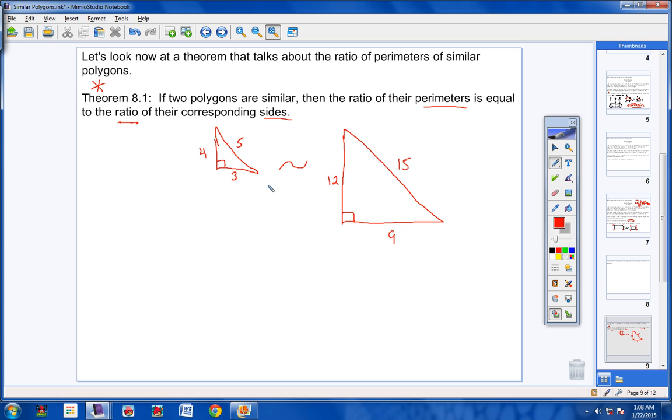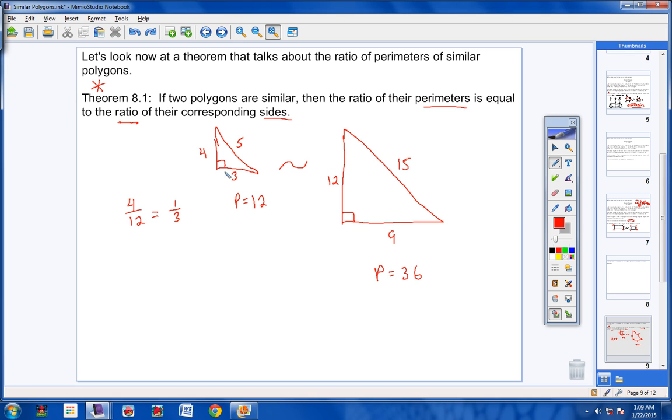Now, watch this carefully. What if I asked you what the ratio is of their sides? Well, you would say 4/12, or 5/15, or 3/9. So 4/12 would be the ratio of the corresponding sides, which would reduce to 1/3. Now watch this. Find the perimeter of this triangle: 4 plus 5 plus 3 is 12. Find the perimeter of this triangle: 36. Now, we've been going from this triangle to this triangle. We took the 4 first, and the 12 second, and the 12's on the bottom.